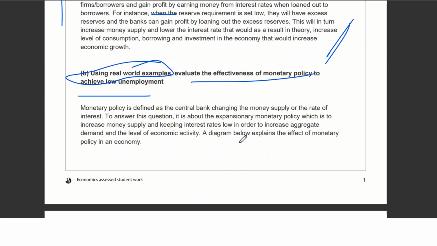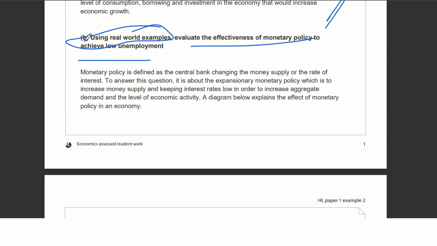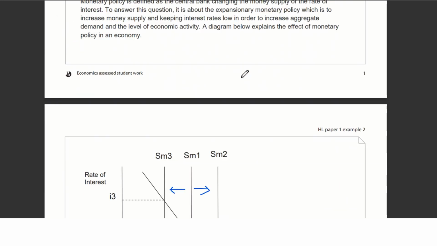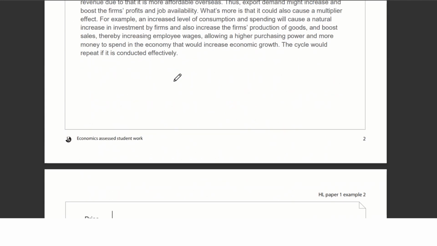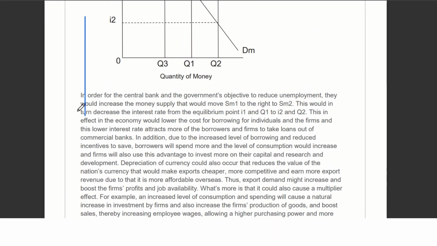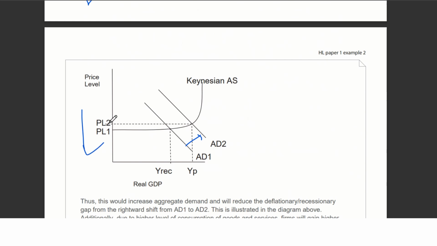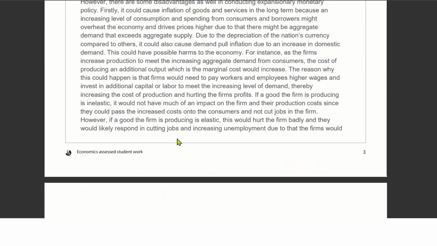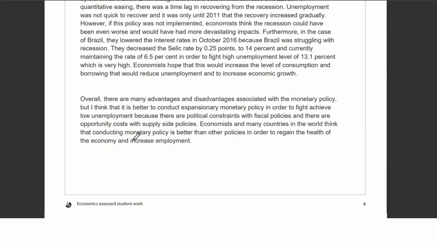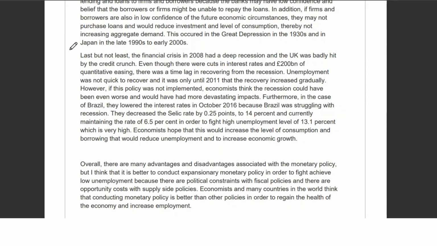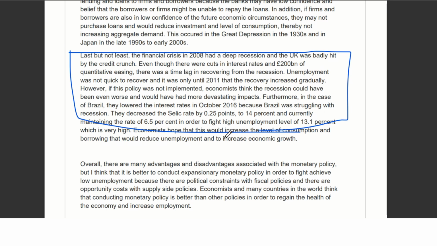Okay. And again, in the second part: using a real world example, evaluate the effectiveness of monetary policy to achieve low unemployment. Here, throughout the answer, the example should be used, right? But the candidate used the 2008 financial crisis, and it is not that effective.